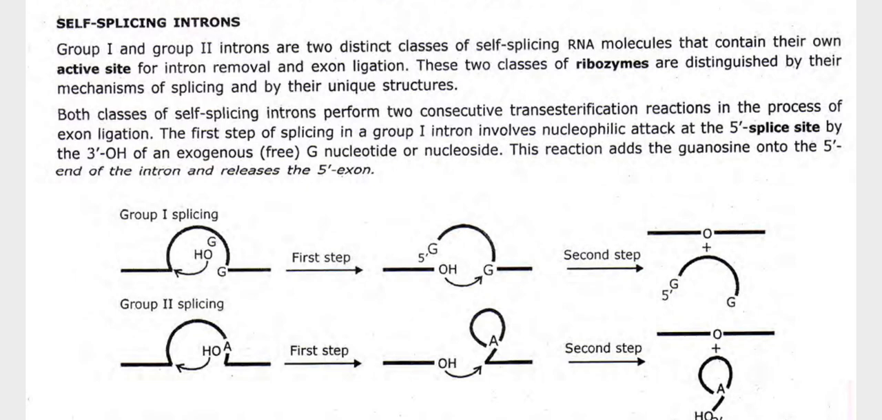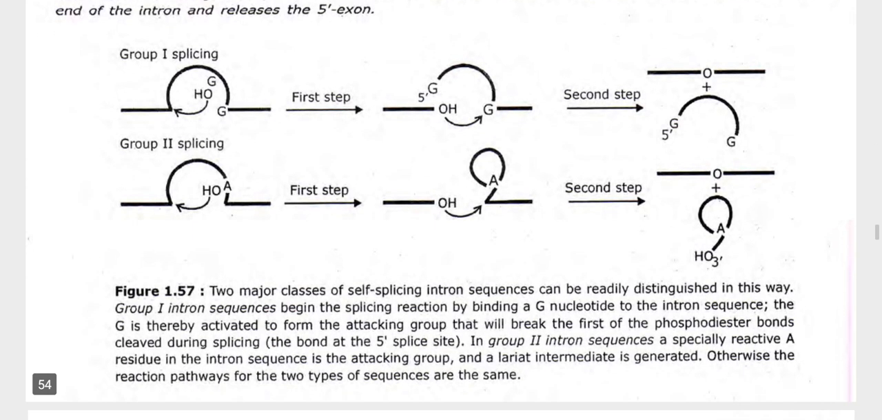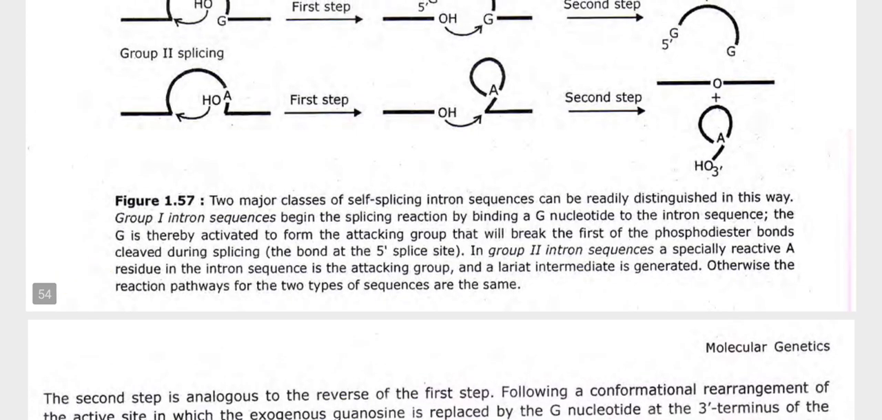The first step of splicing in the group 1 intron involves nucleophilic attack at the 5' splice site by the 3' OH of the exogenous or free G nucleotide or nucleoside. This reaction adds the guanosine to the 5' end of the intron and releases the 5' exon. So group 1 splicing, first step, second step, group 2 splicing, then third step. The two major classes of self-splicing intron sequences can be readily distinguished in this way.